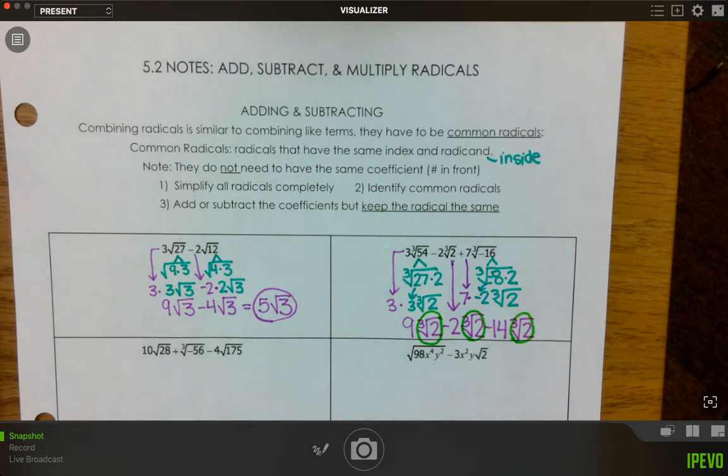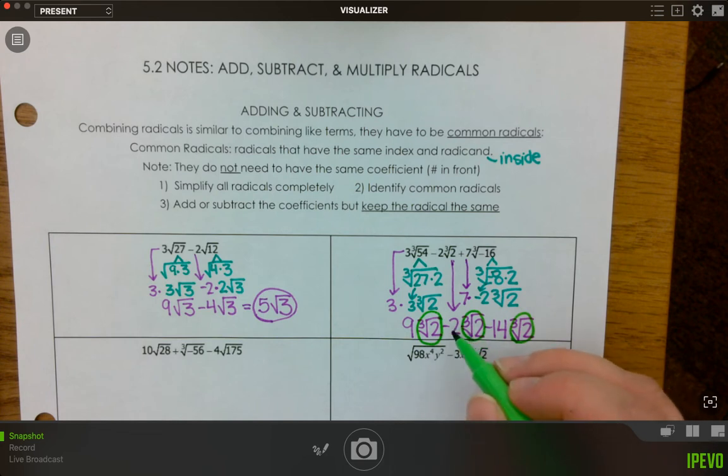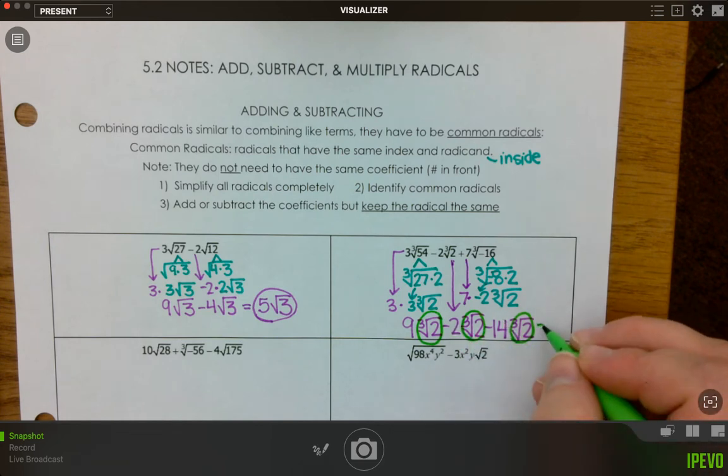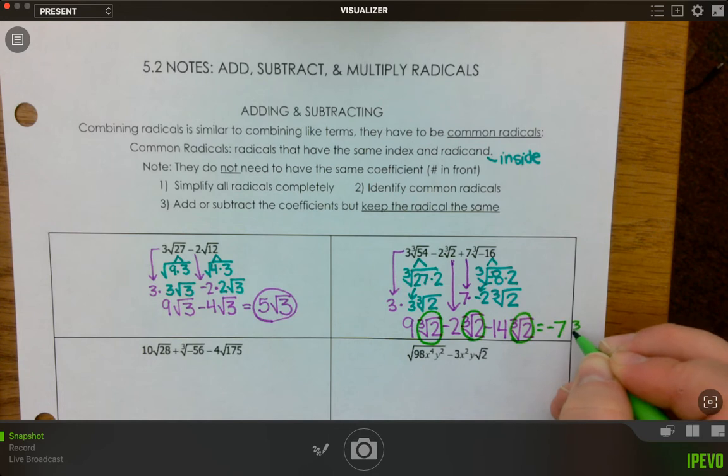So now we're going to do 9 minus 2 minus 14. 9 minus 2 is 7. 7 minus 14 is negative 7. Cube roots of 2.